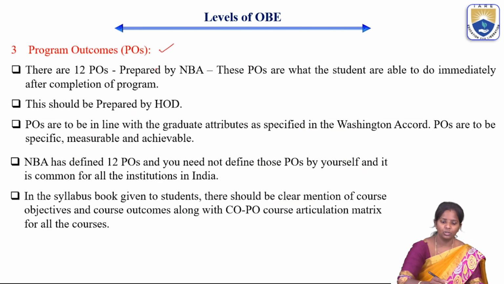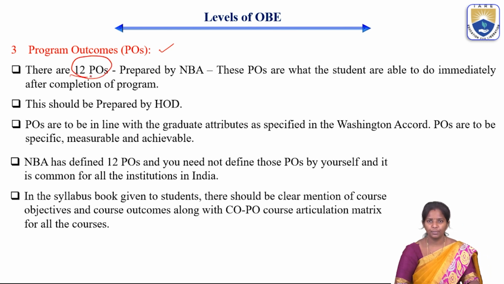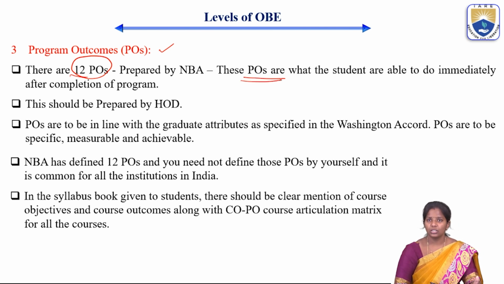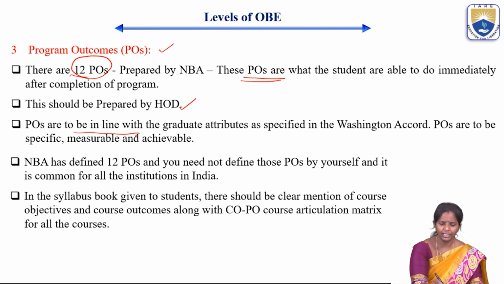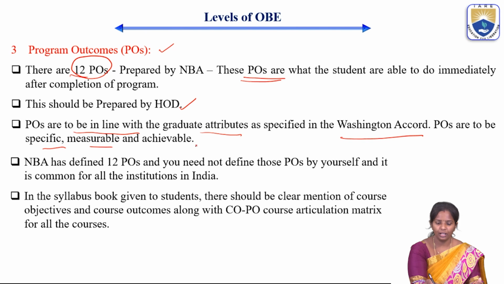Then comes the program outcomes. So there will be 12 POs, 12 POs or program outcomes prepared by the NBA. So these POs are what the students are able to do immediately after the completion of the program. So it is like after completion of that particular program, the student will be able to understand, implement, analyze, as we have already seen in Bloom's taxonomy. So these should be prepared by the HOD. So they are in line with the graduate attributes as specified by the Washington Accord, and POs are to be specific, measurable and achievable.